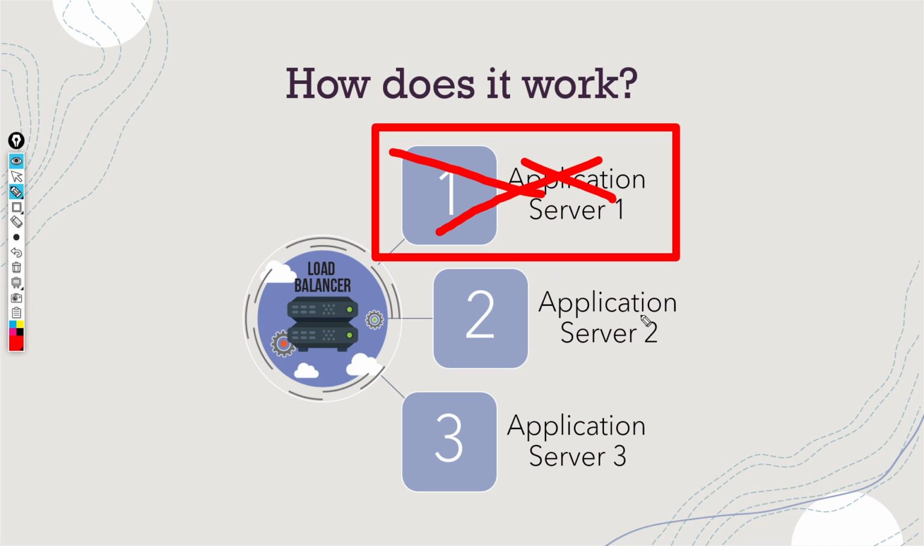Now here we have application server 2 and application server 3. So the traffic will be routed to these directly. The first packet will be routed to application server 1. If it doesn't work, the load balancer will automatically divert the traffic to server 2 and server 3.